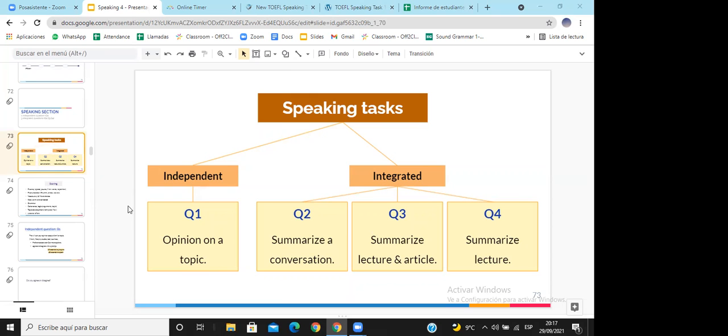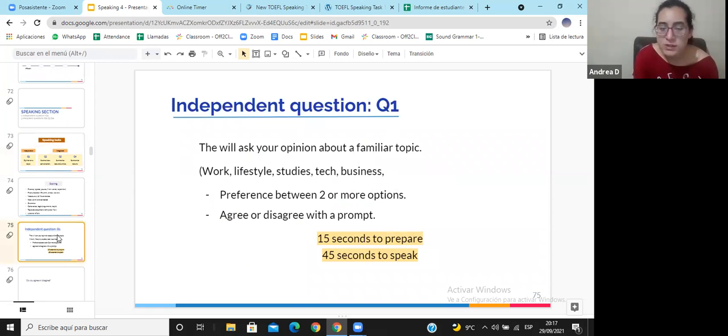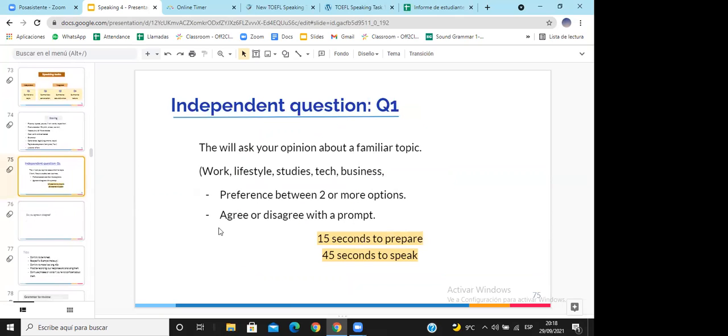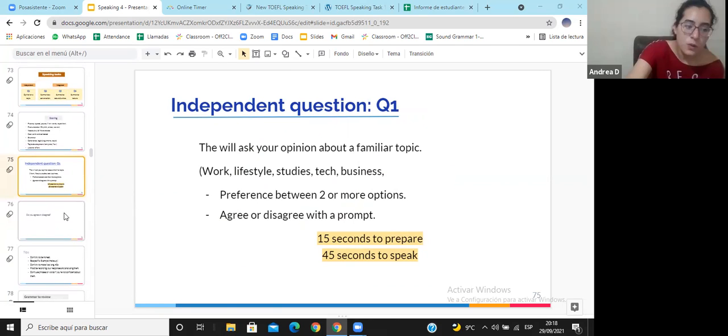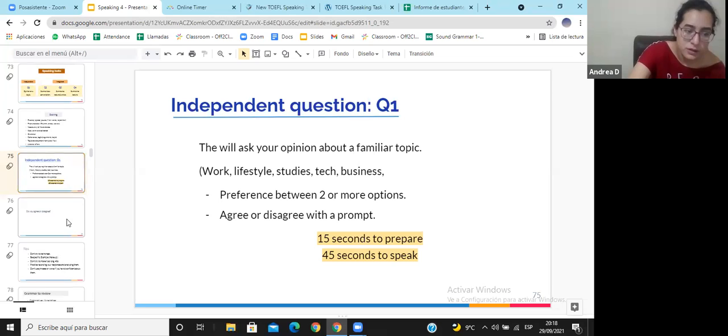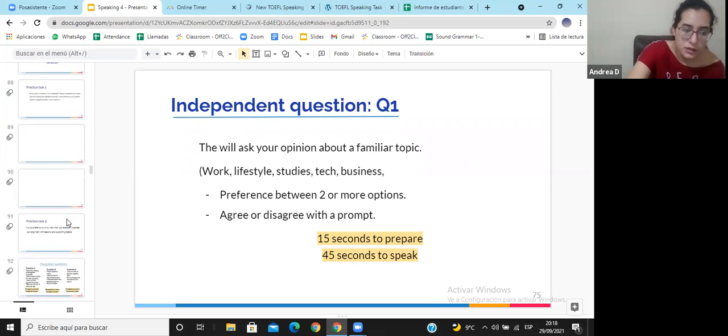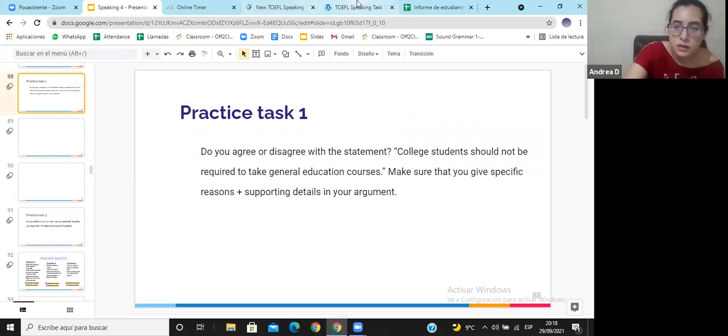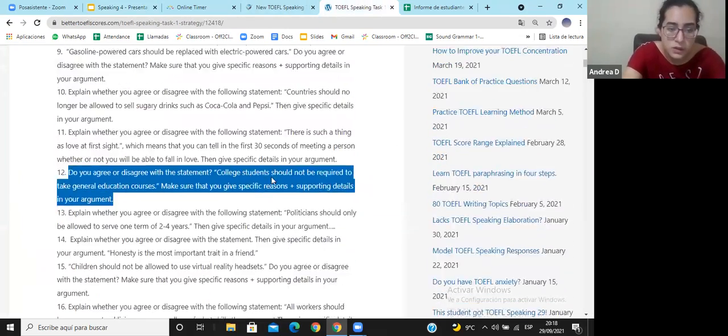So today we'll start with the first one. We know what to do here already. We've seen this in class. It's the independent one. And here they'll be asking about your opinion on something, right? So you read the question and then you get 15 seconds to prepare and 45 to speak. You remember? Yes, teacher. Okay. So we'll start now.